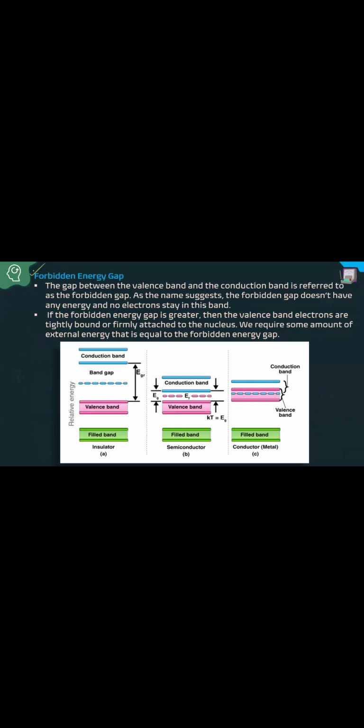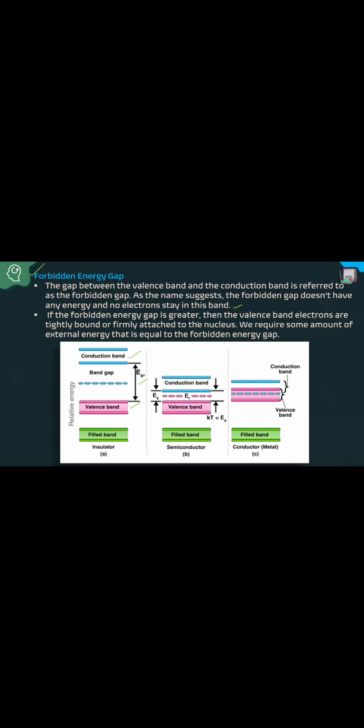What is the forbidden gap? What is the forbidden energy gap? We know that the gap between the valence band and conduction band is referred to as the forbidden gap. This is the gap between the conduction band and valence band. This is called the band gap or forbidden energy gap. The forbidden gap does not have any energy and no electrons stay in this band. There is no movement of electrons in this band.